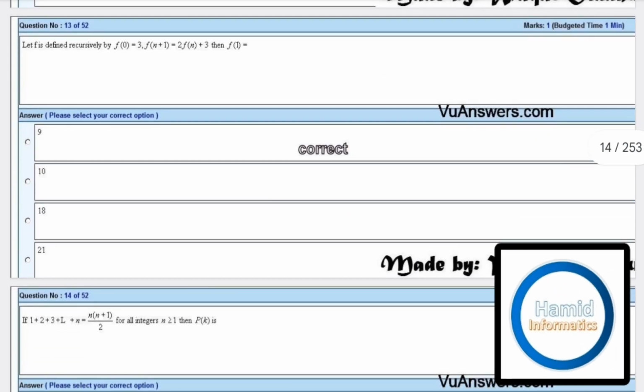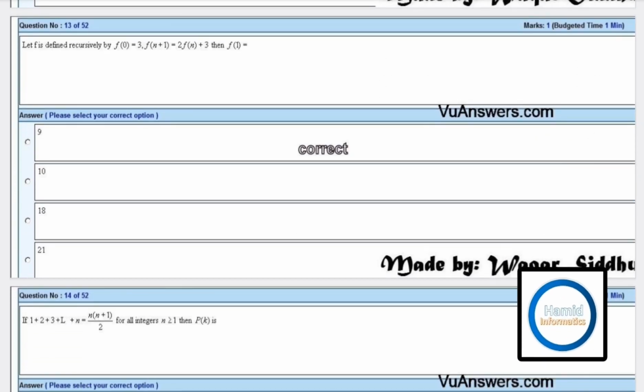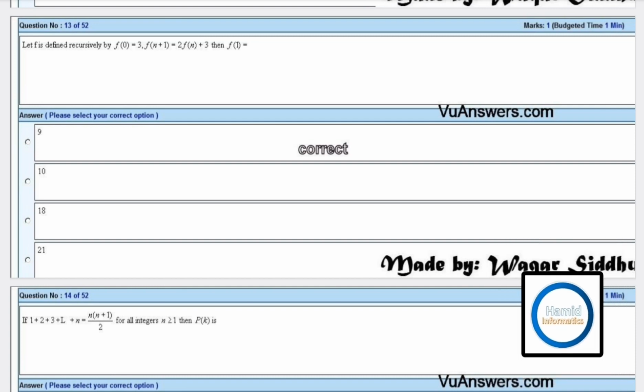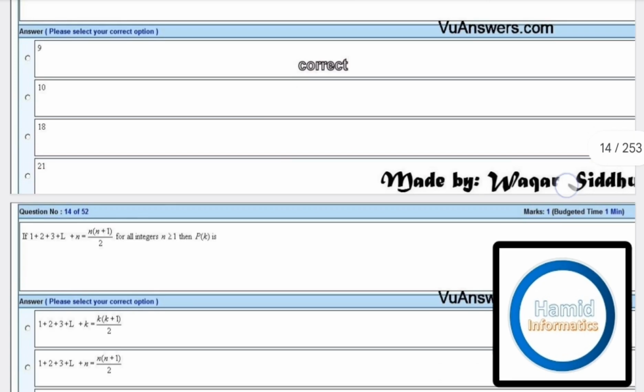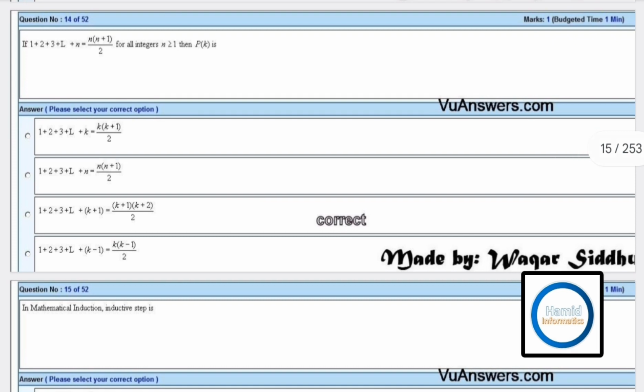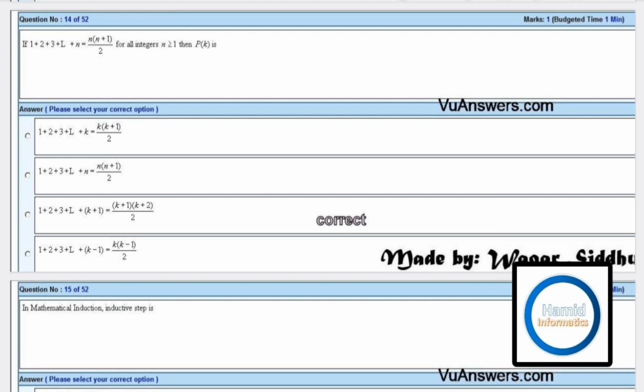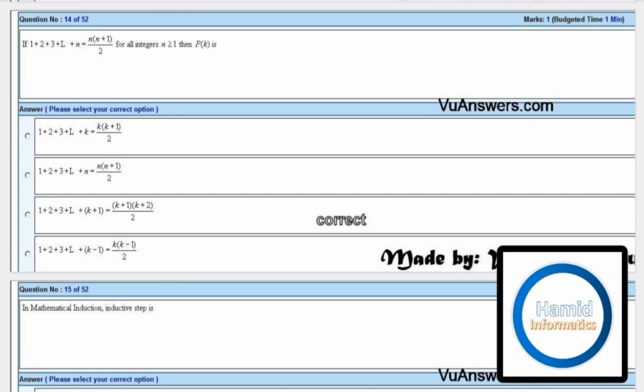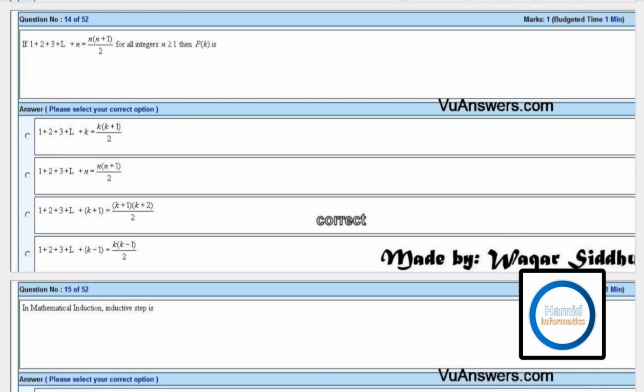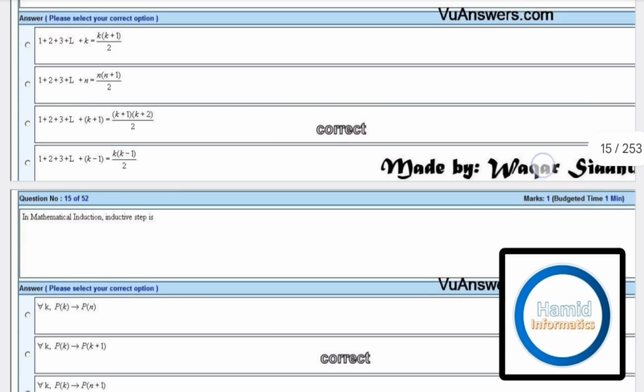Next one is let f is defined recursively by f of 0 is equal to 3, f of n plus 1 equal to 2 f of n plus 3, then f of 1 equal to 9. Next one is 1 plus 2 plus 3 plus ... plus n equal to n into n plus 1 divided by 2 for all integers n greater than or equal to 1, then P of k is, and the answer is 1 plus 2 plus 3 plus ... plus k equal to k into k plus 1 divided by 2.